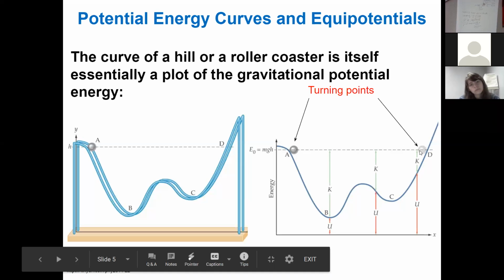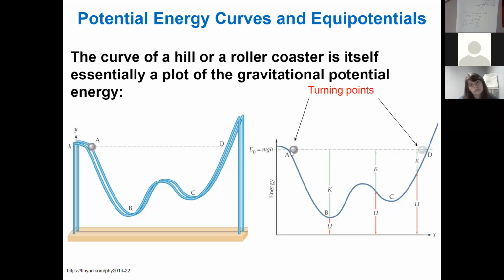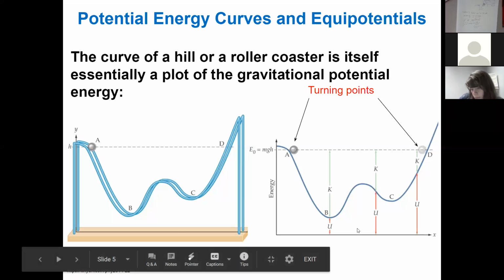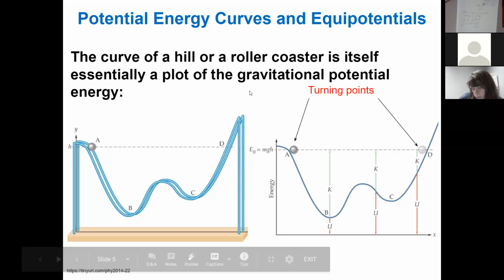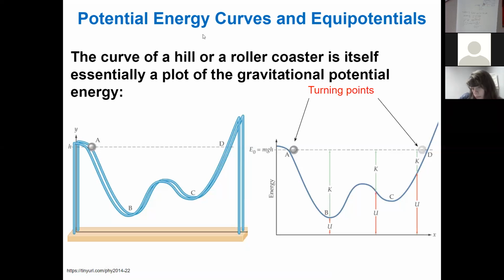Okay, and at these two points, the velocity of the ball will turn direction. So those are called the turning points for the motion if you release it. If you make a plot like this, the energy versus x, the position, it's called a potential energy curve.